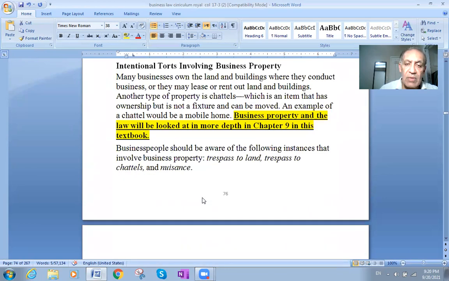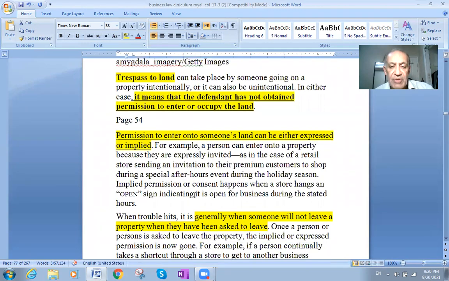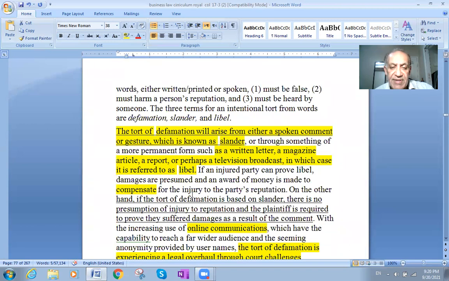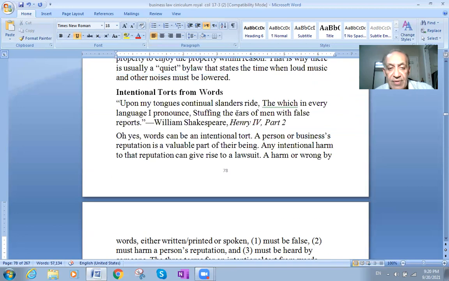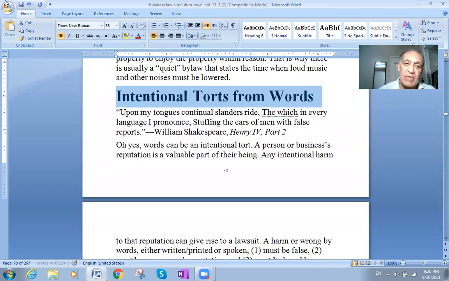Now we'll move into trespassing to lands, and this is not a part of the business. We have also another type of tort, intentional torts from words, like when you scold someone or abuse someone. This we call intentional torts from words.